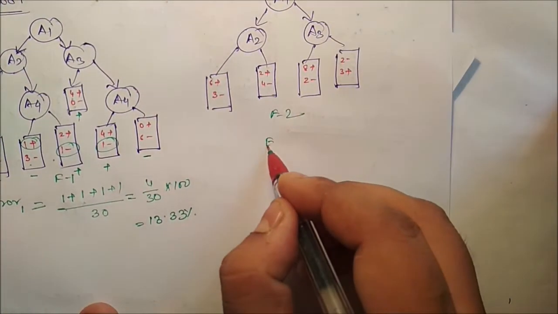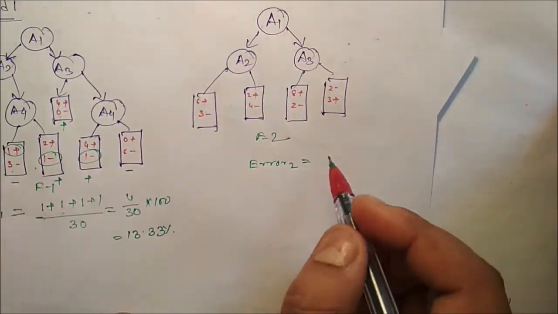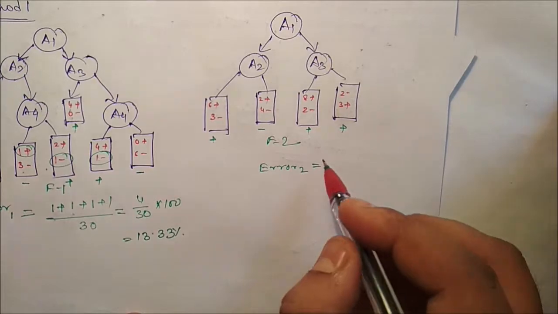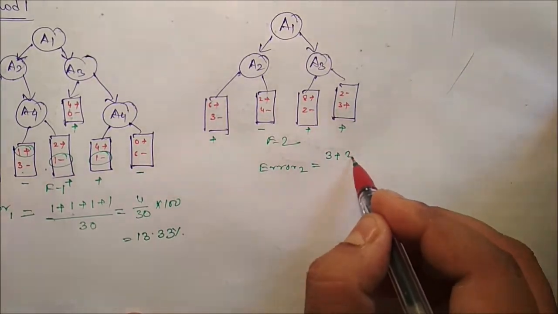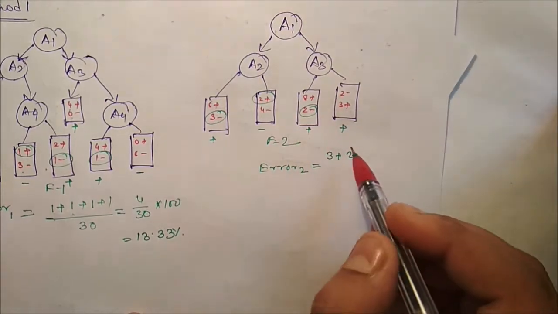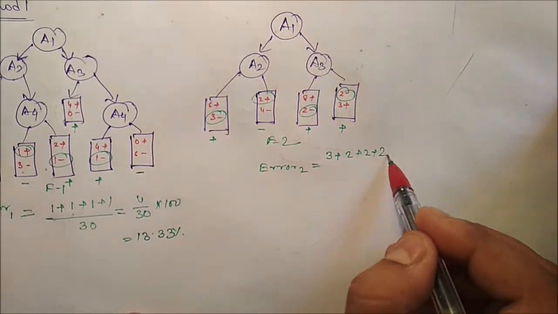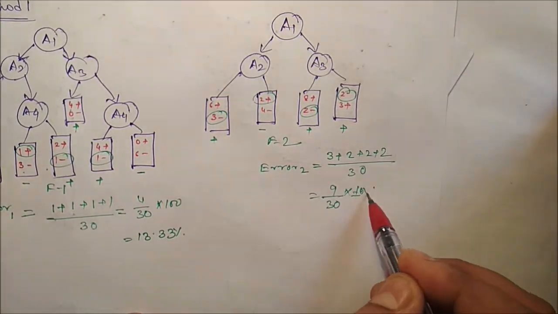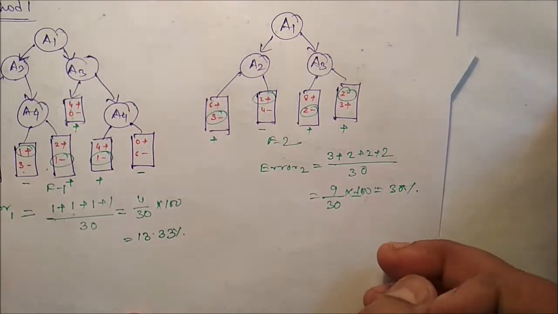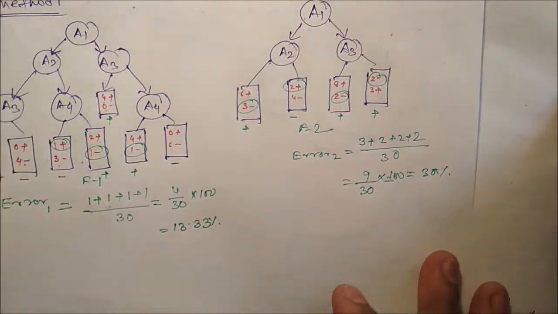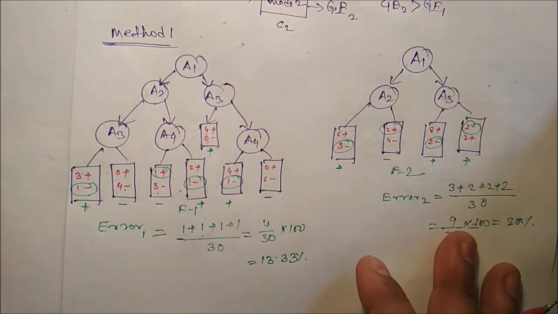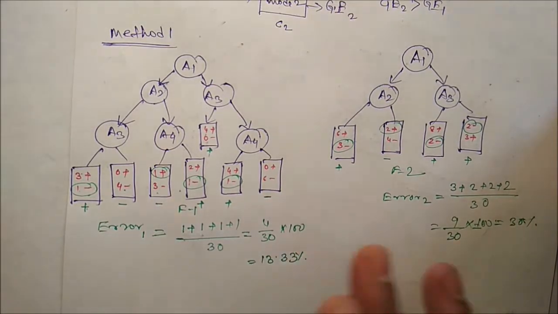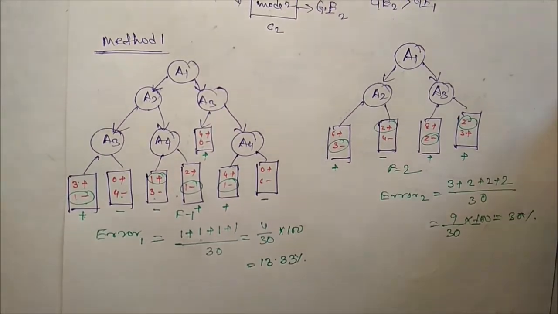But for the second tree, the majority labels are plus, minus, plus, plus. The errors are 3 plus 2 plus 2, that is 9 errors divided by 30. If you multiply with 100, it is 30% error. So it is the same decision tree approach, but with the help of the same training data we have identified these two models, and hence the errors are also different.